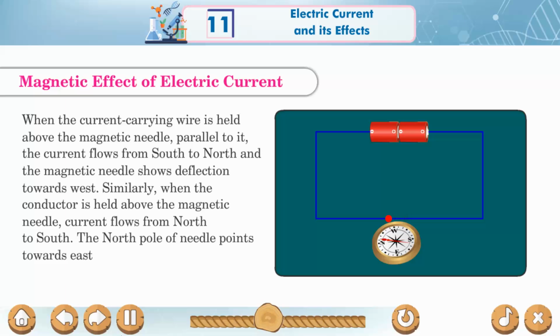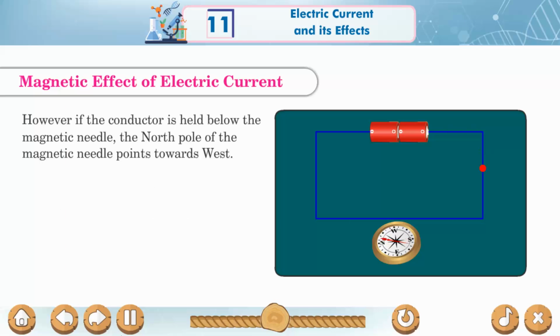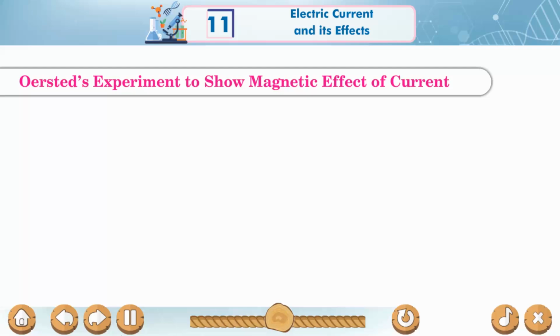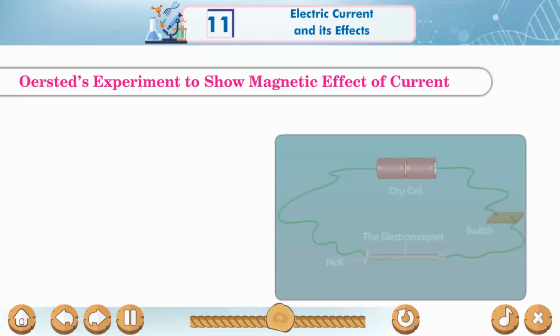When the current carrying wire is held above the magnetic needle parallel to it, the current flows from south to north and the magnetic needle shows deflection towards west. Similarly, when the conductor is held above the magnetic needle, current flows from north to south. The north pole of the needle points towards east. However, if the conductor is held below the magnetic needle, the north pole of the magnetic needle points towards west. Oersted's experiment to show the magnetic effect of current.